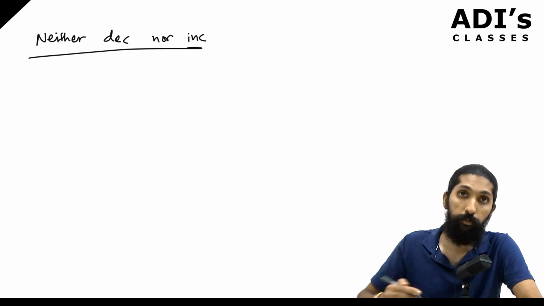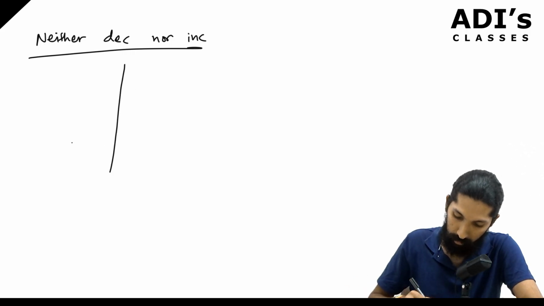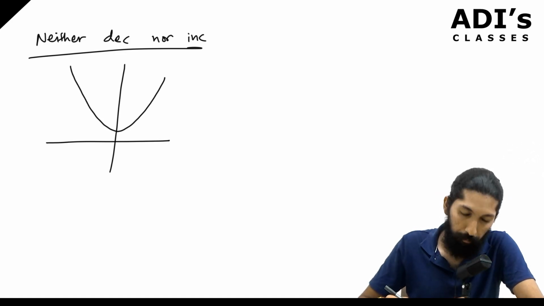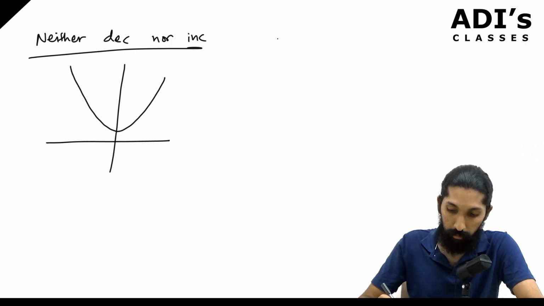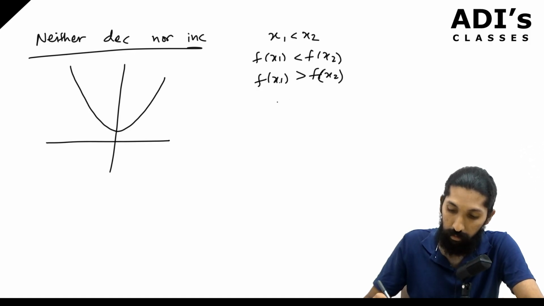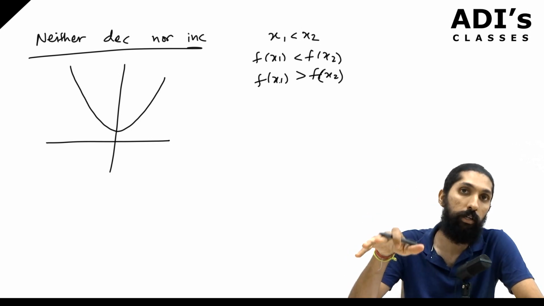The parabola is a beautiful example. So here you are going to have the y-axis and x-axis, and you have a graph like this. Some parabolic function basically. So here x1 can be less than x2. f of x1, sometimes it is less than f of x2, and sometimes f of x1 is greater than f of x2. So this is the reason why we tell that these are neither increasing nor decreasing functions.